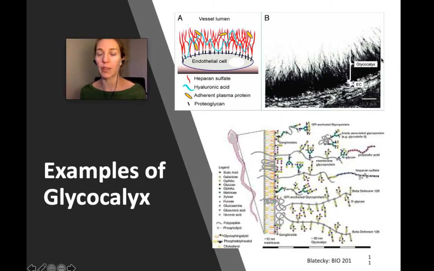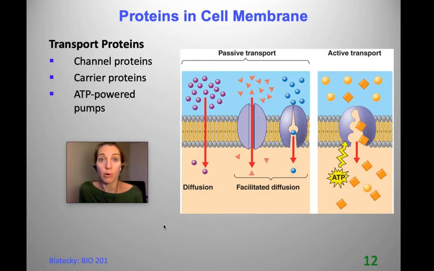We also find this really rich glycocalyx that lines the endothelium of our blood vessels. So lastly, the role of proteins in the cell membrane. About 50% of your typical cell membrane is comprised of proteins. So it is just jam-packed with proteins. And I think that makes sense when you consider how many things rely on those proteins to gain entry into the cell.